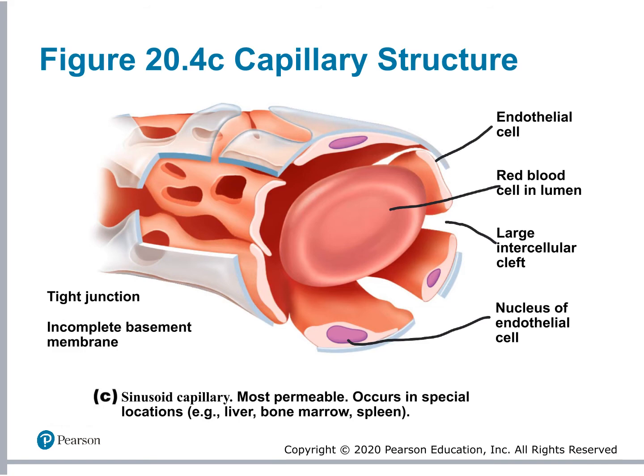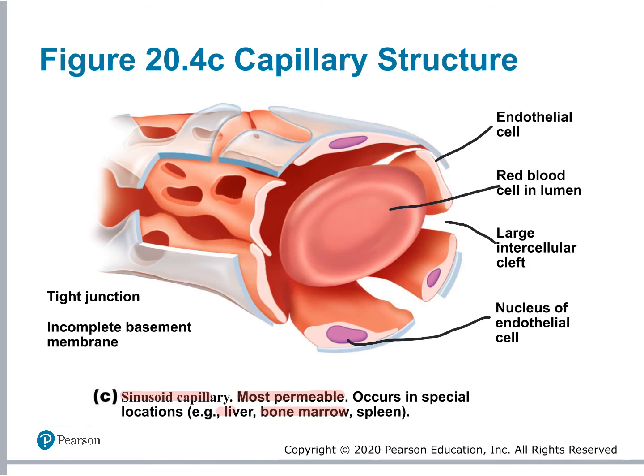So again, their claim to fame, the sinusoid capillaries, they are the most permeable. So we're going to find them in organs where we need to have whole cells pass through, like the bone marrow. Blood cells are made in the bone marrow, in the red bone marrow. So we have to get those red blood cells into the circulation.